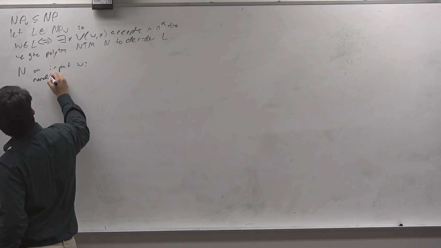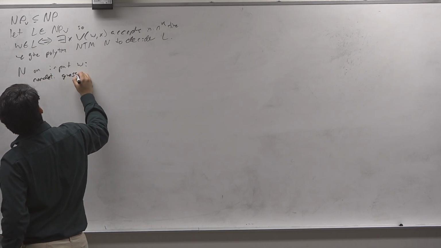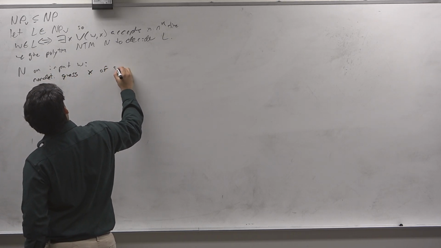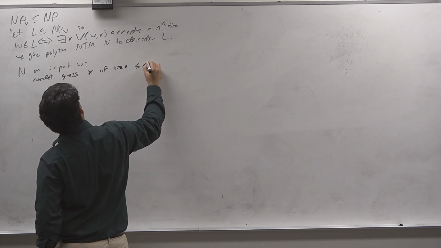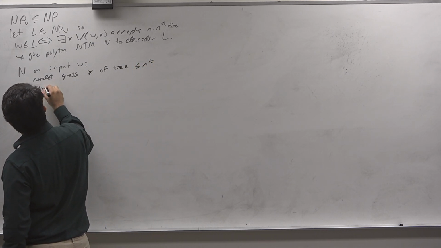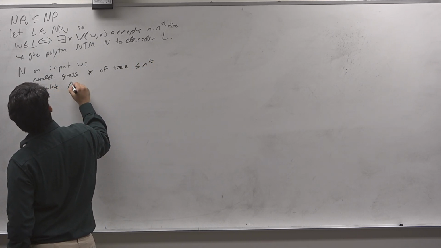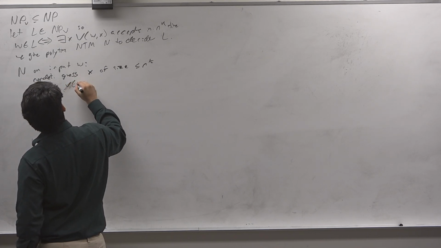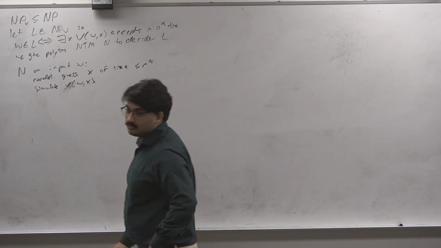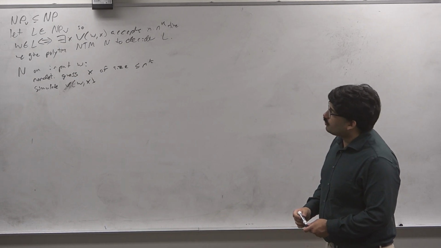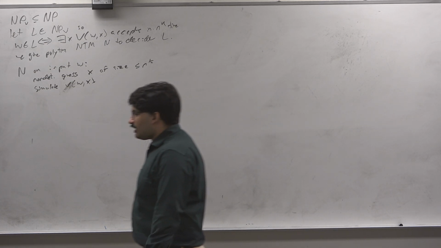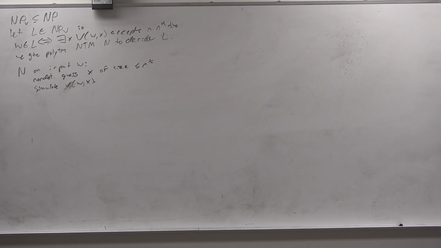Non-deterministically, guess an x of size at most n to the k, simulate V on w comma x. So two things. One, the non-determinism can be front-loaded. In the sense you do all the non-determinism at the beginning, and then you just do deterministic simulation. You use non-deterministic guessing to just guess the witness.